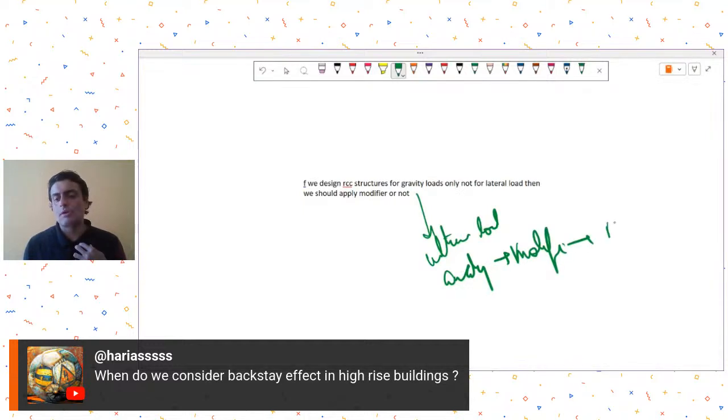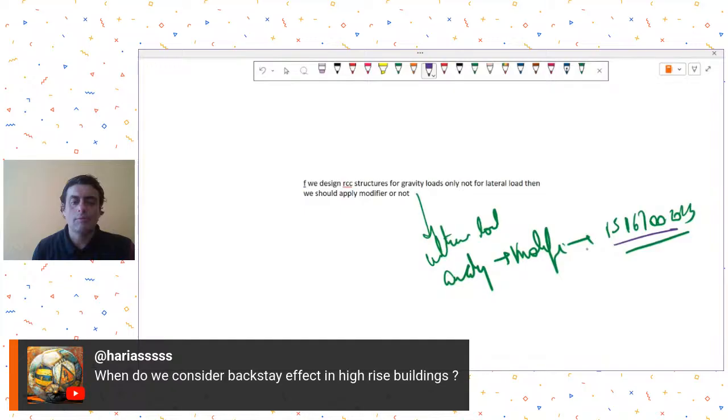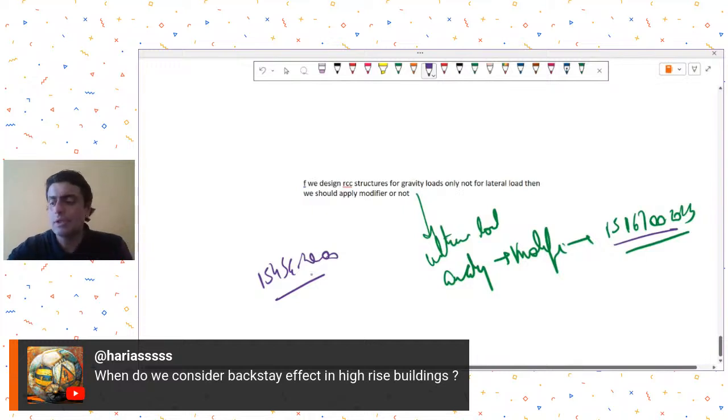Only as per which code? Only as per IS 16700 for the time being. So if your structure is more than 50 meters and you are supposed to design it as per 16700, then you are supposed to provide modifiers. If you are designing it as per IS 456 2000, strictly speaking, the IS 456 2000 does not have this concept of modifiers right now. So, as a designer, you're not sure whether to apply it or not because your code is not telling you anything about the modifiers.